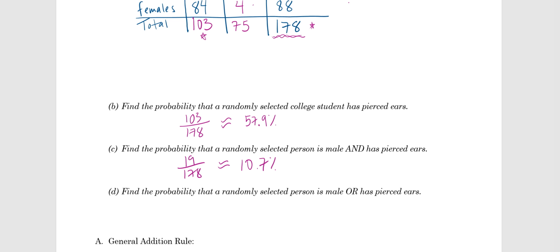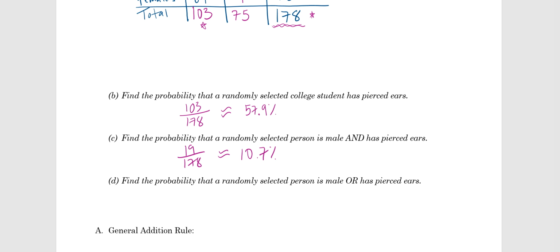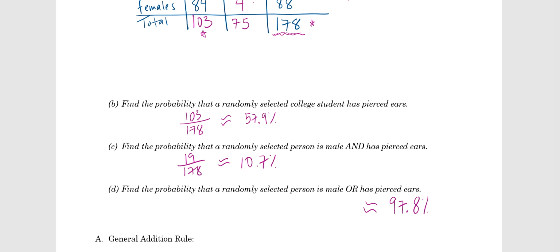And then finally, we have find the probability that a randomly selected person is male or has pierced ears. And this is where we're going to get fun. So first, I will tell you the answer, and then we'll Tarantino it. We'll talk about how we get there. So the answer is 97.8%. So let's talk about how we get there. I want the probability that a person is male or has pierced ears. And up to this point, usually, we want the probability of event A or event B.